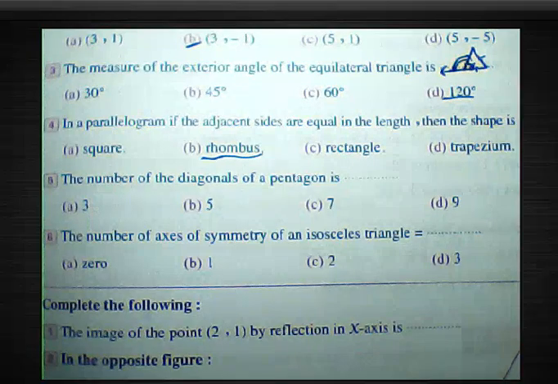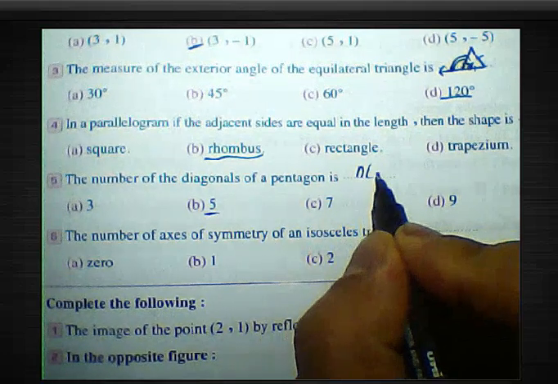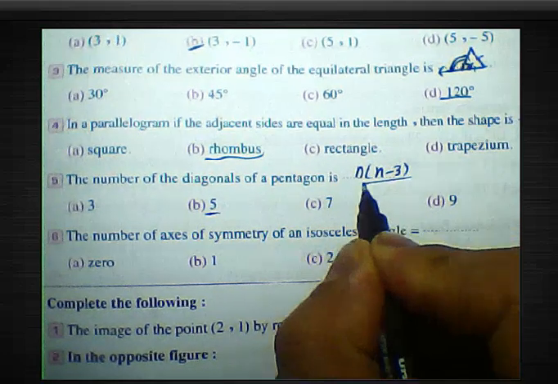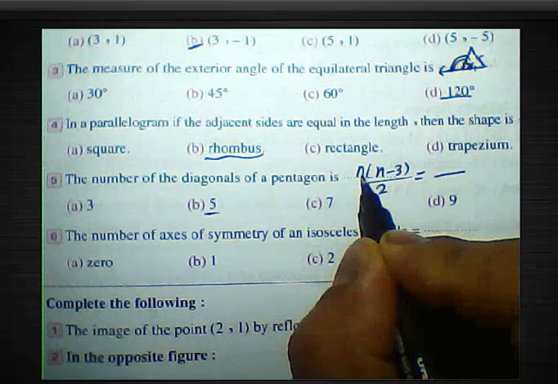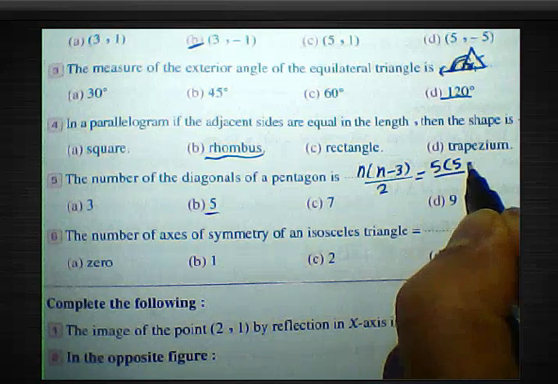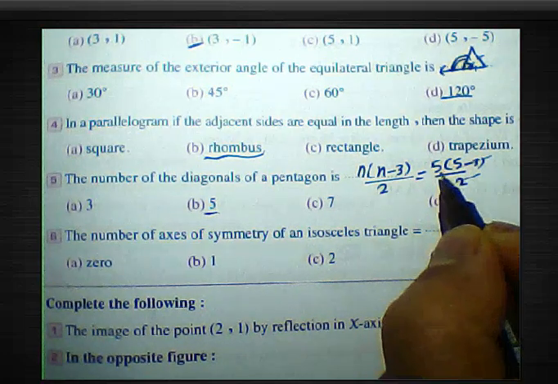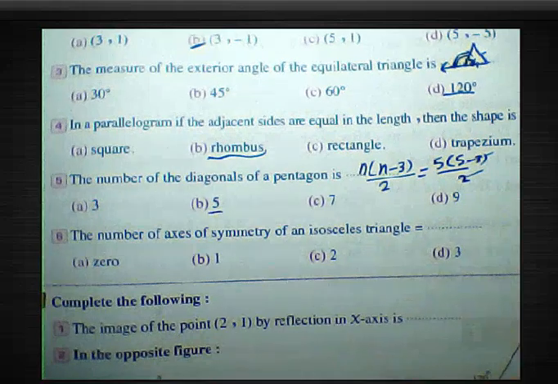Number 5. The number of the diagonals of a pentagon is 5. By using the rule, n multiplied by n minus 3 over 2. Put n equal 5, the number of sides. Multiplication by 5 minus 3 over 2. 5 minus 3 equal 2. 2 divided by 2 equal 1. 1 times 5 equal 5.